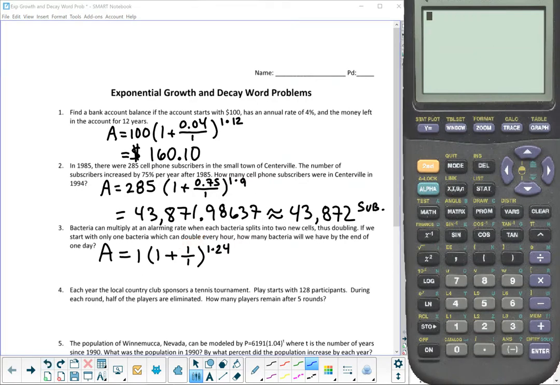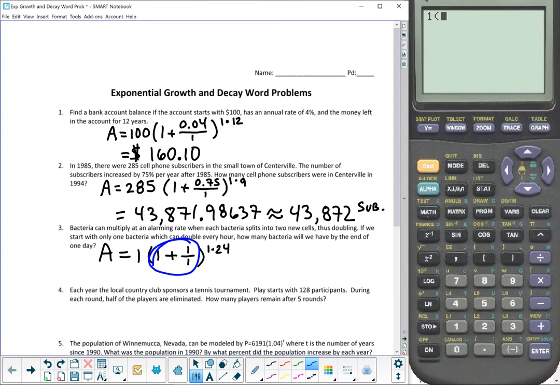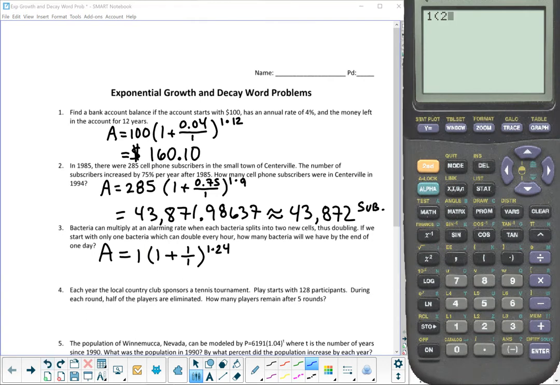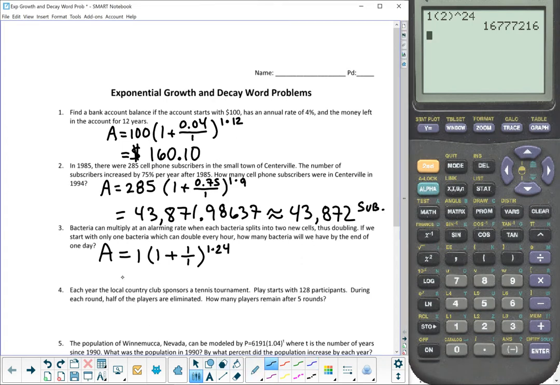Again, in my calculator, I'm just going to type in 1 parentheses, and all of this I'm going to do by hand: 1 plus 1 over 1. 1 over 1 is just 1, and 1 plus 1 is just 2. So in my calculator, I'm going to type in 2 to the power of 24, and that's going to equal that much. So that's going to be 16,777,216, and this is going to be bacteria.